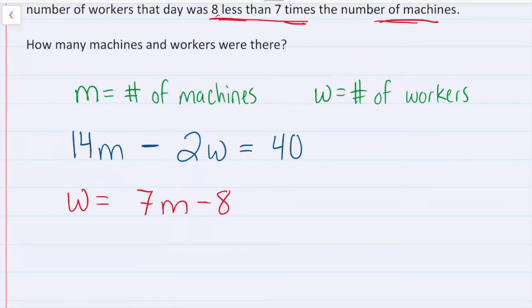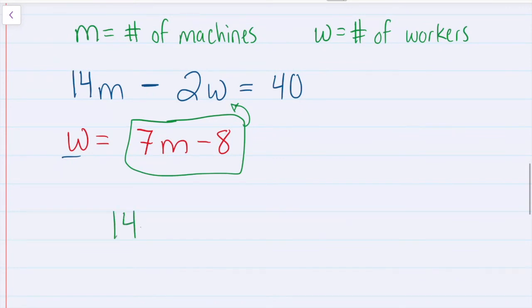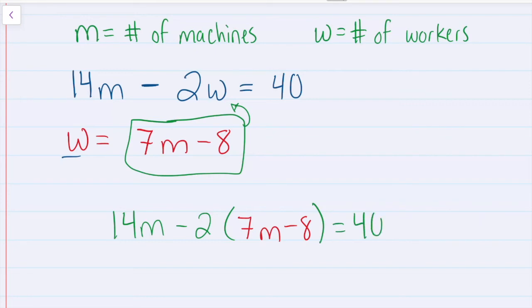Notice that the W is by itself. So couldn't I just do all of this and substitute it on the W? Look what's going to happen. So we have 14M minus 2 parentheses. We're going to replace the W with everything it's supposed to represent. So that could be a 7M minus 8, close the parentheses, and that equals 40.